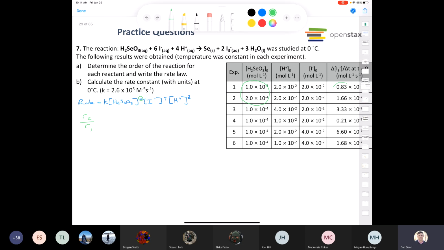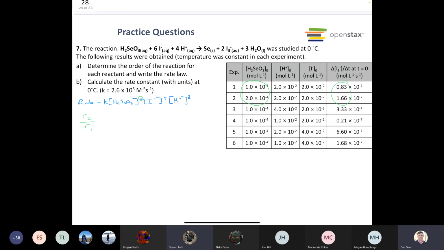Look, who can divide 1.66 divided by 0.83 in their head? Can anybody do that? And if you're like, well, what about the exponent, Mr. Dion? Yeah, they cancel. So if I take 1.66 divided by 0.83, what does it equal? What is it? 2. 2, exactly. That's all I was looking for.